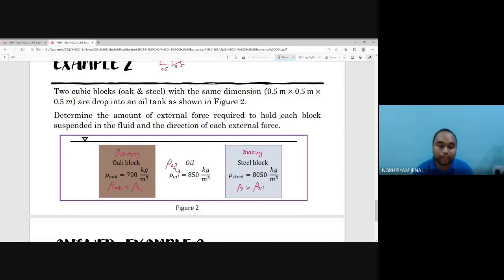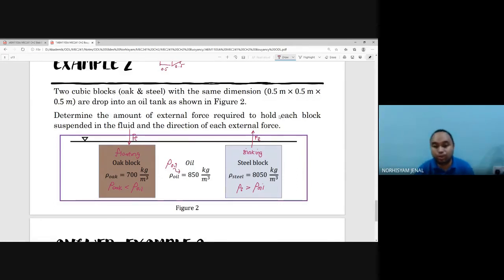Okay, for this question, the question asks us: what is the amount of force required if you want to make these two blocks suspended, meaning it is not floating, it is not sinking. Because the oak block, if you leave it that way, will be floating, it requires us to use an external force acting downward to push the block to the suspended position. The steel block is sinking. To make sure it goes up to the suspended condition, we have to pull it upward with FE. So different conditions require different forces acting in different directions.